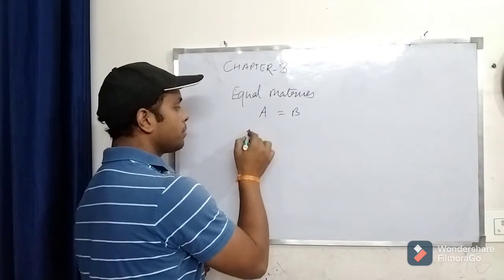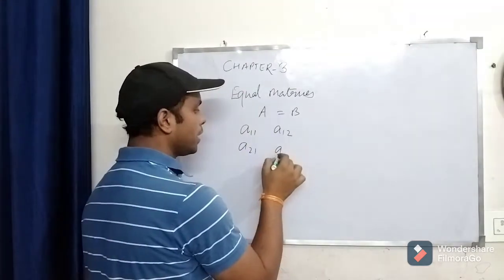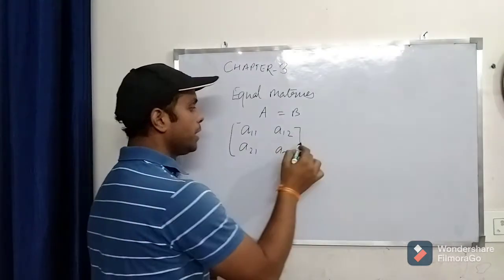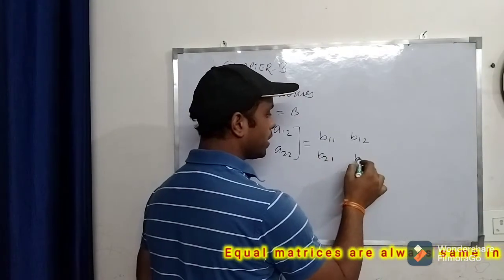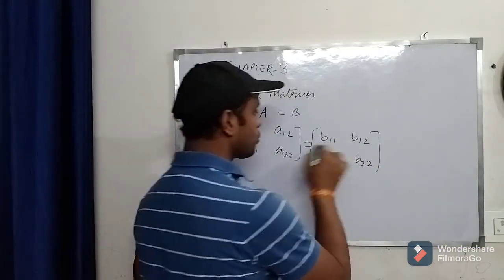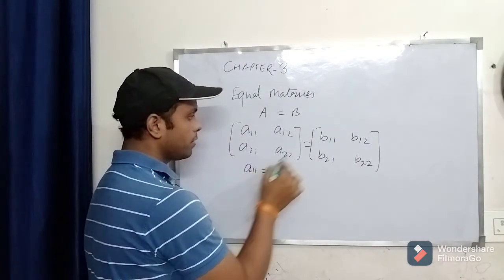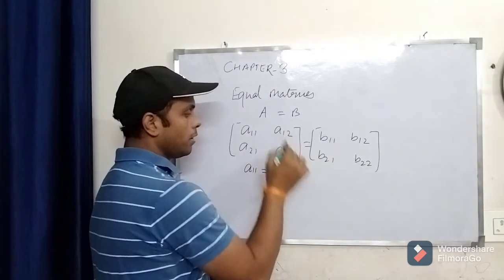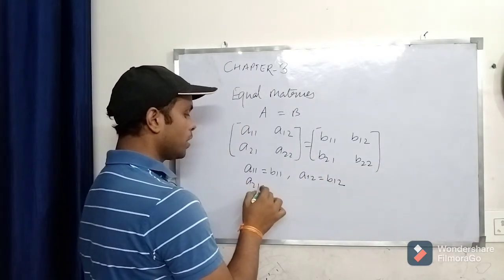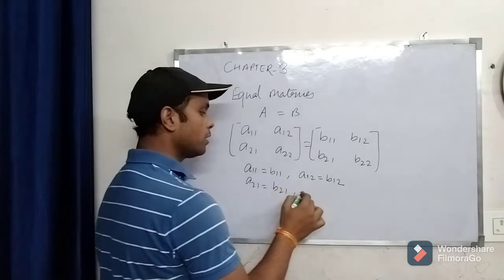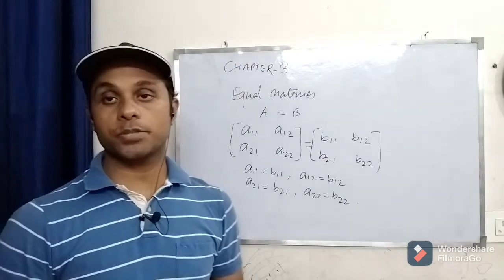So if A is a matrix with elements a11, a12, a21, a22, and B is a matrix with b11, b12, b21 and b22, then these two matrices are equal if and only if their corresponding elements are equal: a11 must be equal to b11, a12 must be equal to b12, a21 must be equal to b21 and a22 must be equal to b22. They are the corresponding elements.